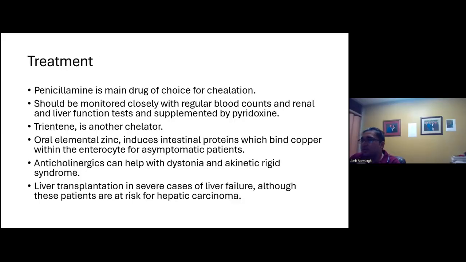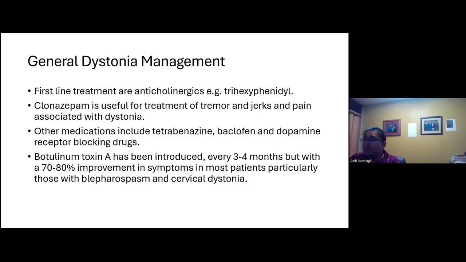Penicillamine is the main drug of choice for chelation, and it should be monitored. Trientine is another chelator of choice. Oral elemental zinc induces intestinal proteins to bind copper in the enterocytes of asymptomatic patients, and anticholinergics can help with the dystonia or the akinetic rigid syndrome. In cases of rare fulminant hepatic disease, liver transplantation is warranted.